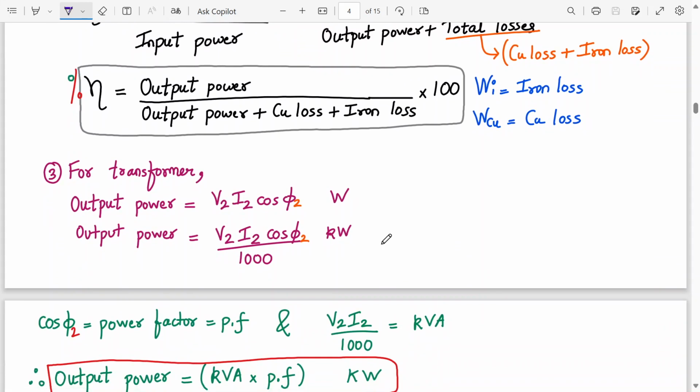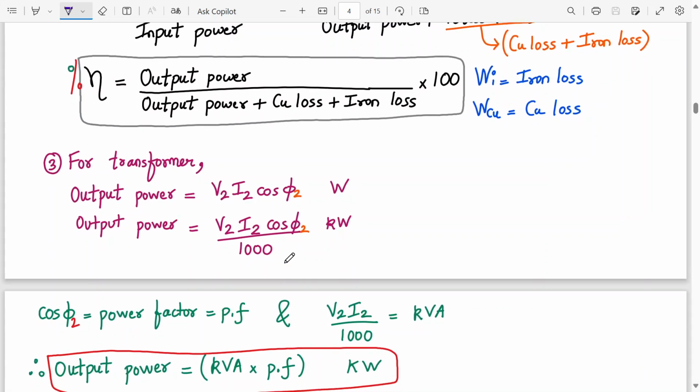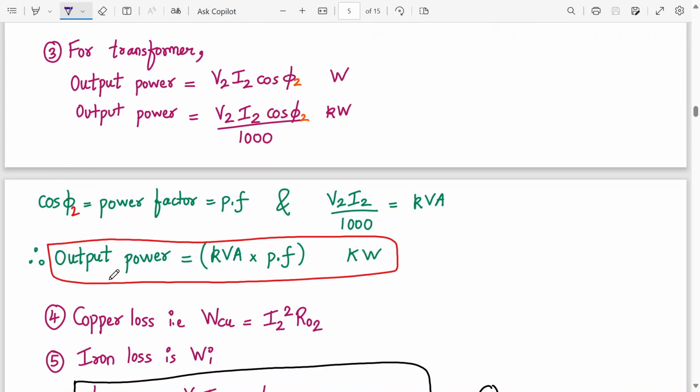Now, for a transformer, output power is given by V2 I2 cos phi 2. So we can write it in kilowatts as V2 I2 cos phi 2 divided by 1000. Agree? But what is cos phi 2? Cos phi 2 is the power factor. So if you want to write output power in kVA, I have to remove this cos phi 2, and it becomes kilo VA. So output power is given by kVA rating into power factor, which will be in kilowatts. Agree?